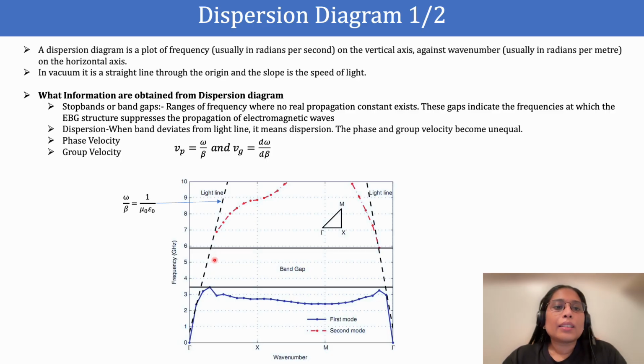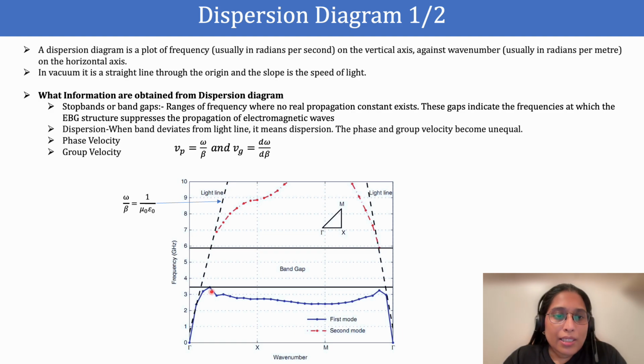Another information that we can get from this plot is phase velocity and group velocity information. The phase velocity is the ratio of omega by beta and the group velocity is d omega by d beta. So in case of the plane wave, that is if we consider the light line or the wave propagation in vacuum, we know that the phase velocity and group velocity will be the same.